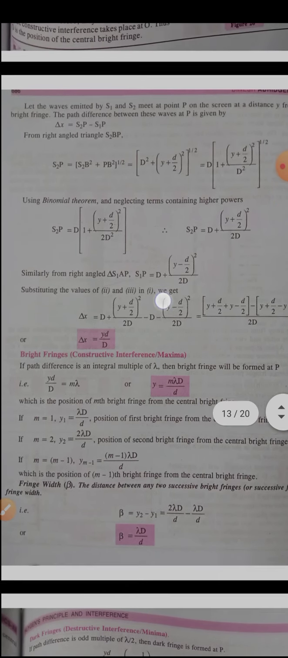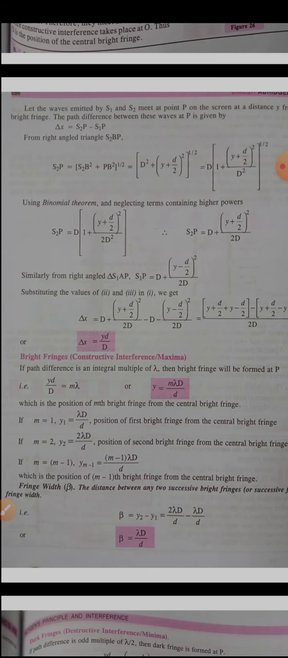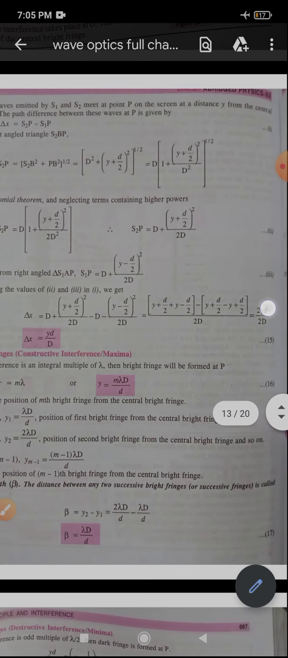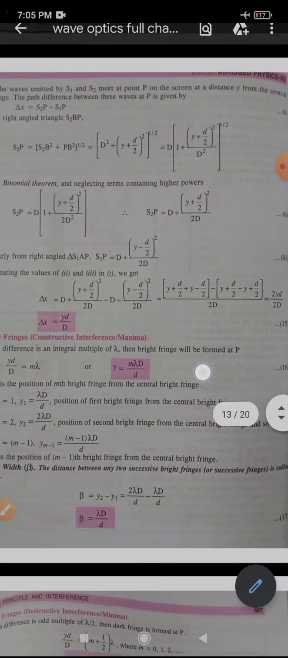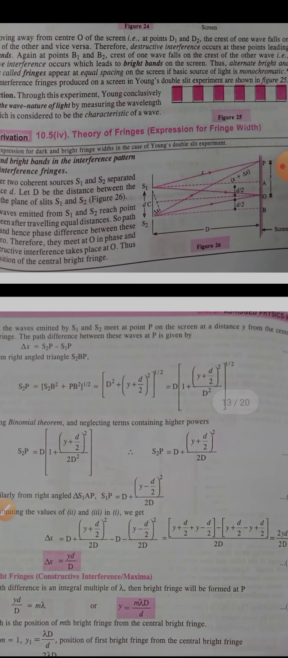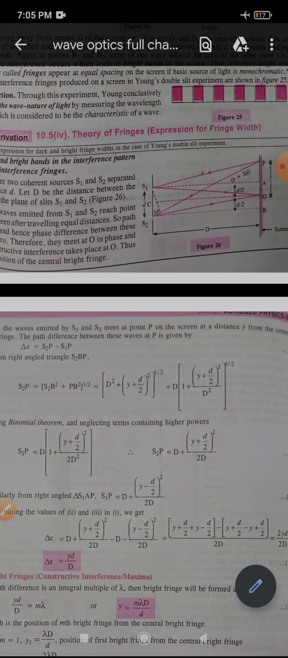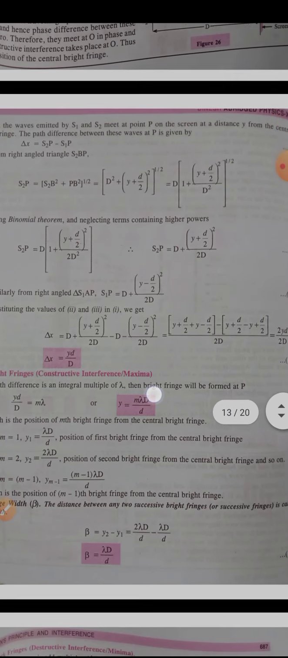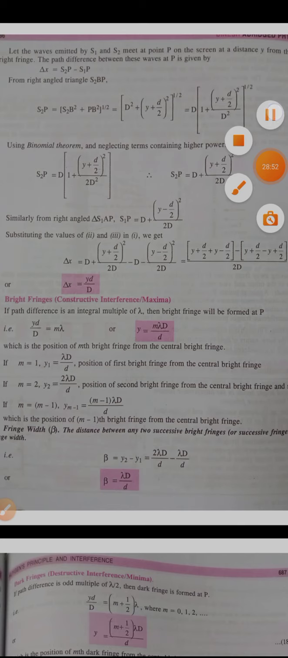Substituting these two values S2P and S1P in the equation for delta x, we will get delta x is equal to 2Yd divided by 2D, that is, delta x is equal to Yd divided by D, where small d is the distance between slit 1 and slit 2 and capital D is the distance between the slits and the screen. This is the total path difference between the waves at a point P.